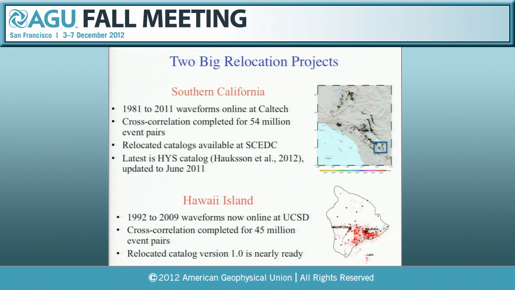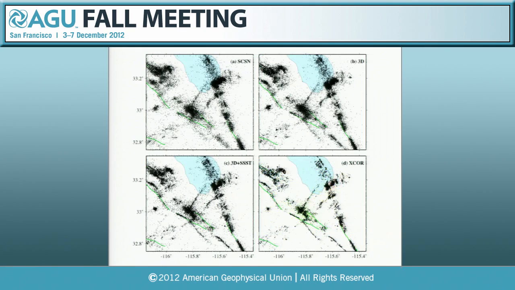So now I just want to show some examples of the location improvement you can get. This is for Southern California, and we're looking at the southern part of the Salton Sea. And this is now showing the various stages of location improvement that can be achieved. So these are the original catalog locations.